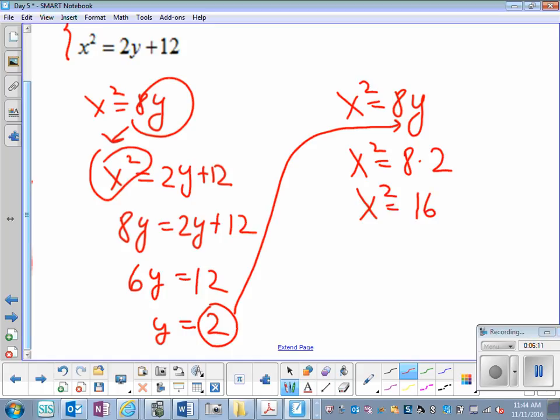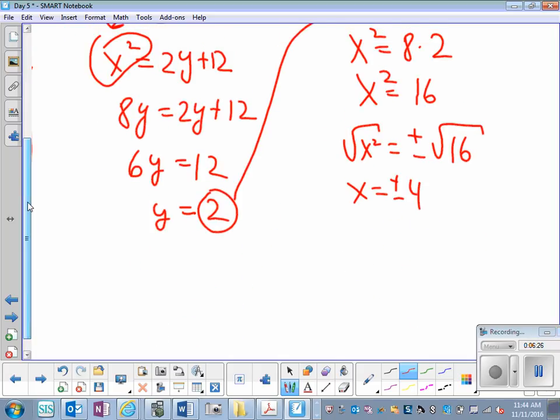Square root method. So the square root of x squared equals the square root of 16, and I don't forget plus and minus because there are two solutions. So x equals plus or minus 4. Okay, so now carefully, what are the solutions? How many solutions does this system of equations have?